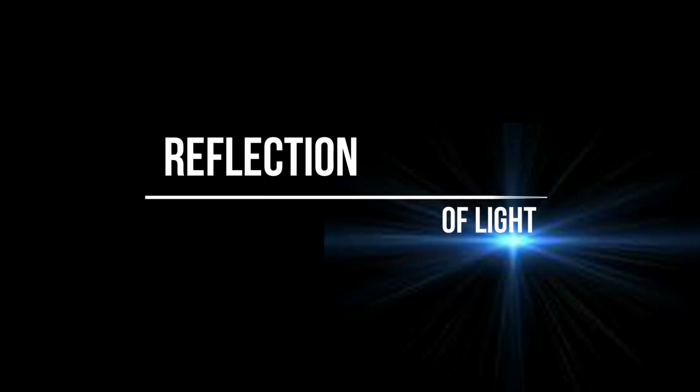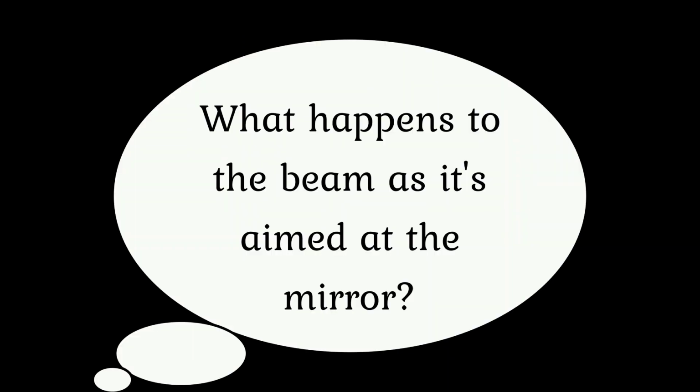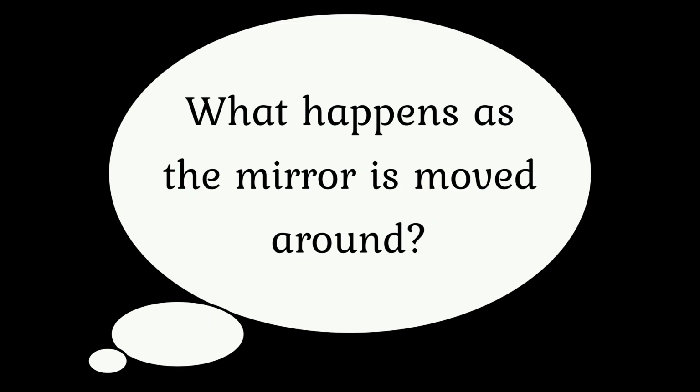For the next experiment, we will look at the reflection of light. In this experiment, you will just need a flashlight and a mirror. In a dark room, hold up the flashlight and put the mirror directly in front of the beam of light. Move the mirror around and see what happens to the beam. Think about these questions. What happens to the beam as it is aimed at the mirror? What happens as the mirror is moved around?